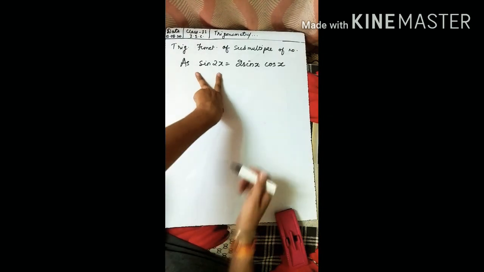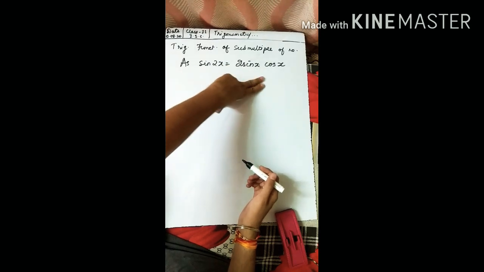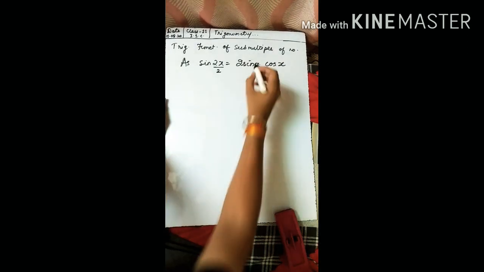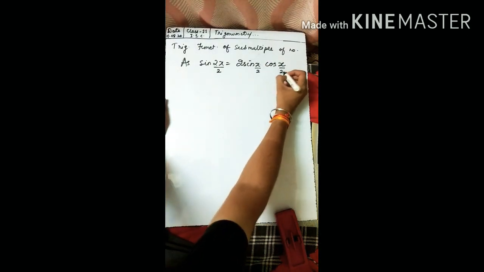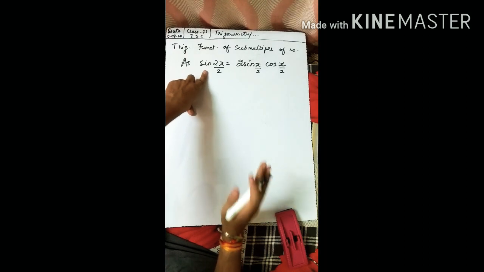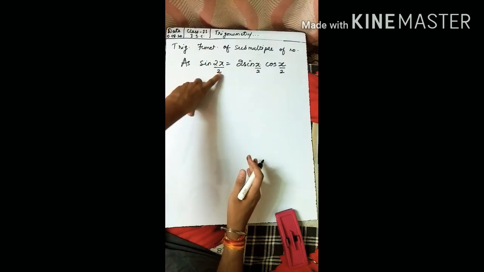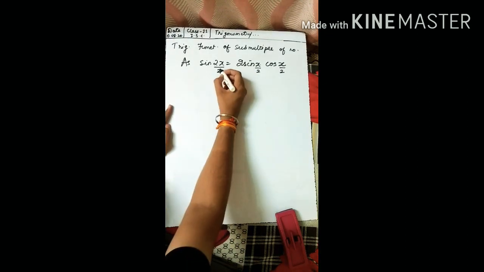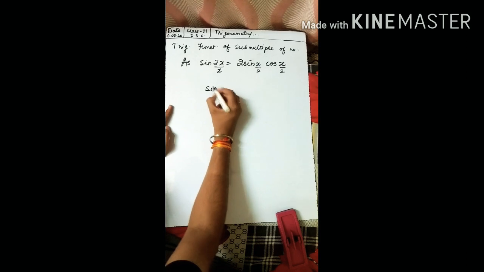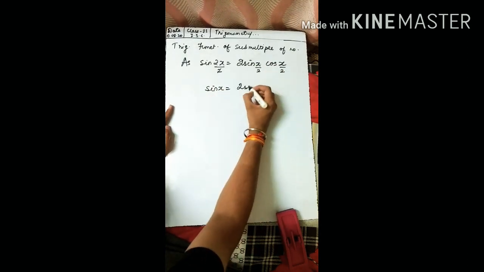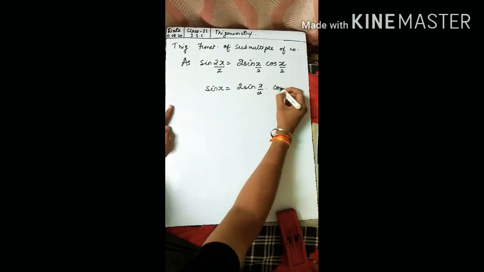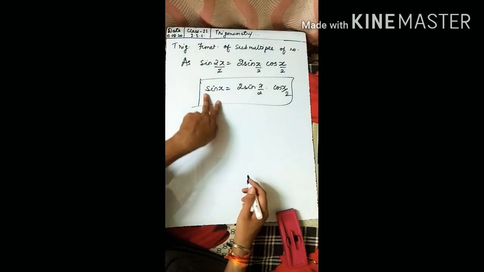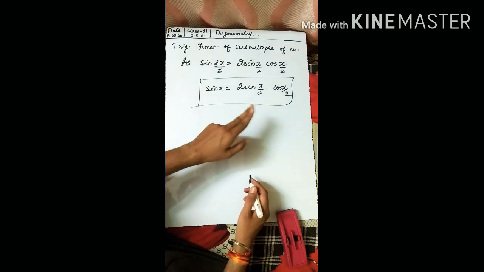See, as we know that sine 2x is 2 sine x cos x. Now if I divide this angle by 2, then I need to divide the angle here also. So here also we need to divide both the angles. Now the 2s will cancel. So we got sine x, and here 2 sine x by 2 cos x by 2. So what you have to remember from here is that sine x can also be written as 2 sine x by 2 cos x by 2.